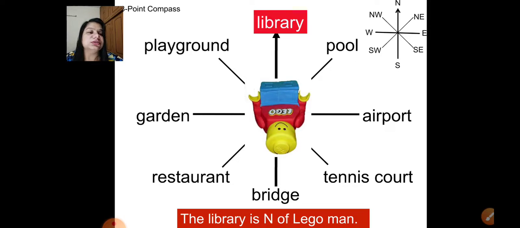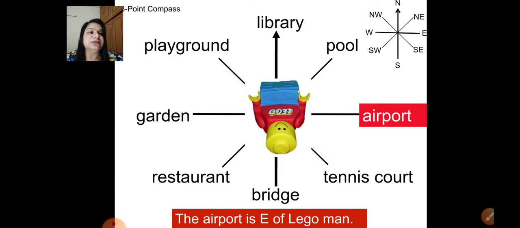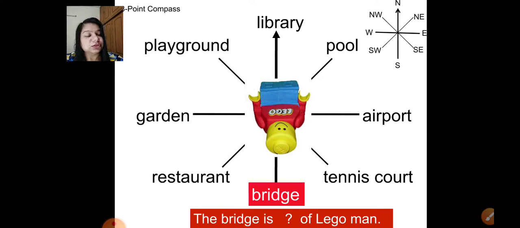This is the north side. So in which direction is the airport? Airport is in the east of the legoman, if the face of the legoman is towards north. We have not changed the face of the legoman, it is still facing the library side only, which is in the north. So we are discussing those directions only.